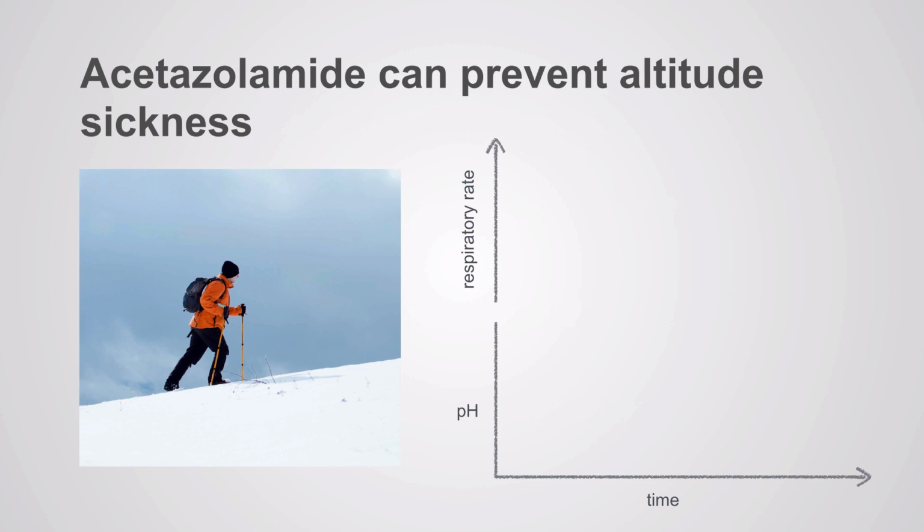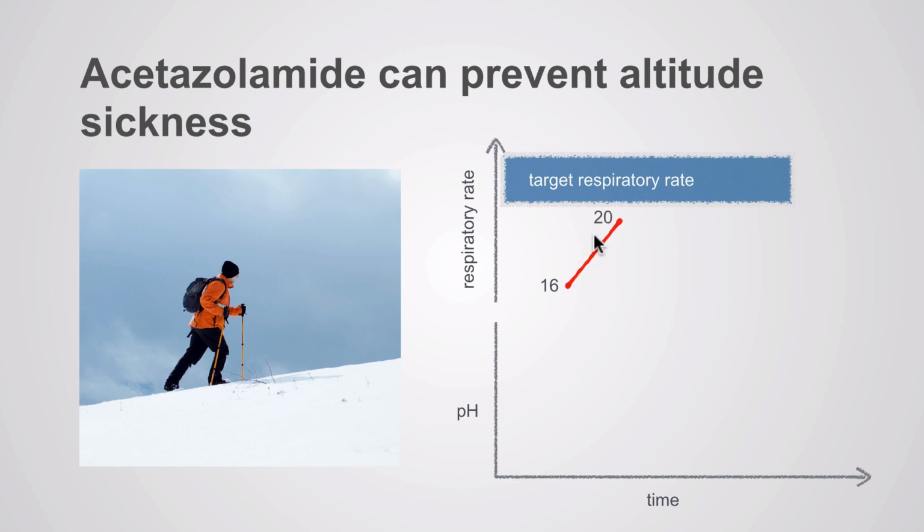One other use for acetazolamide is to prevent altitude sickness. So this is somewhat interesting. Preventing altitude sickness requires some degree of hyperventilation. People start with a respiratory rate of 16, and as they ascend the mountain, that respiratory rate may go to 20, but it's still not at the target respiratory rate.